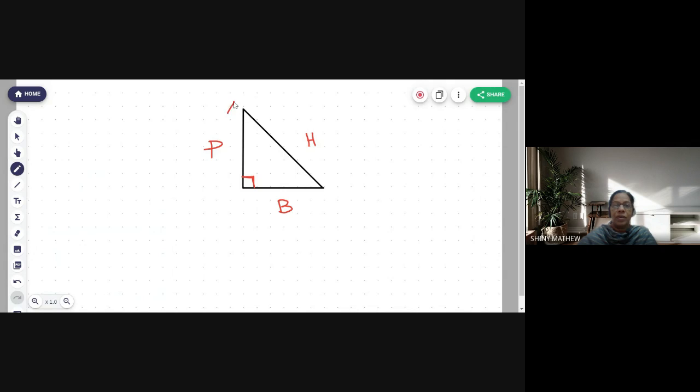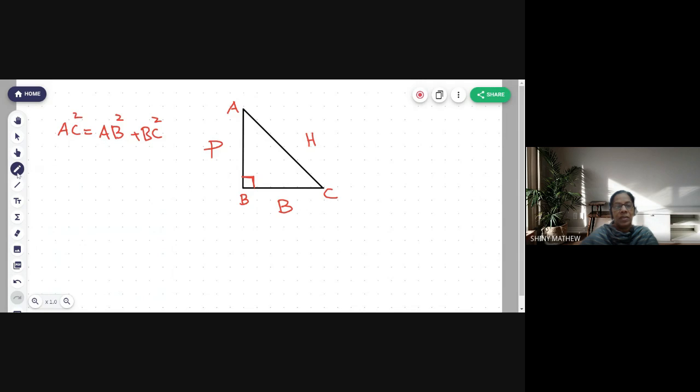So now I name the triangle as ABC. Then here the longer side is AC. Pythagoras property states this way: the longer side AC square is equal to the sum of the squares of the other two sides. That means AC square is the same as AB square plus BC square. It is known as Pythagoras property. Hypotenuse square is equal to the sum of the squares of the other two sides.